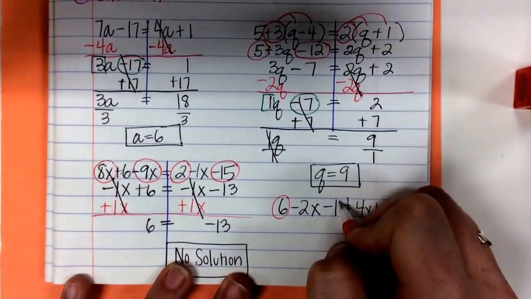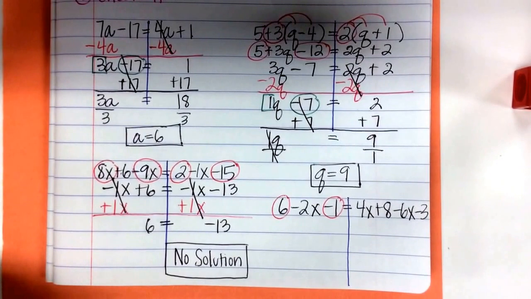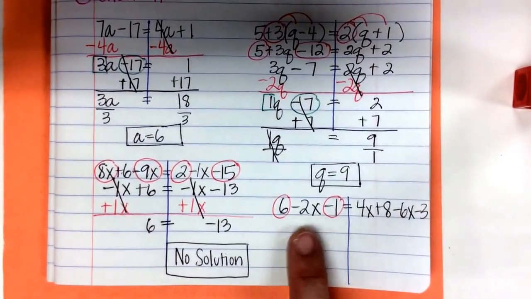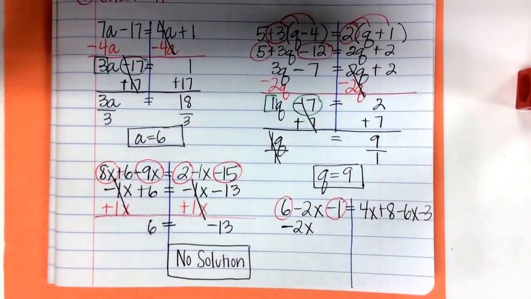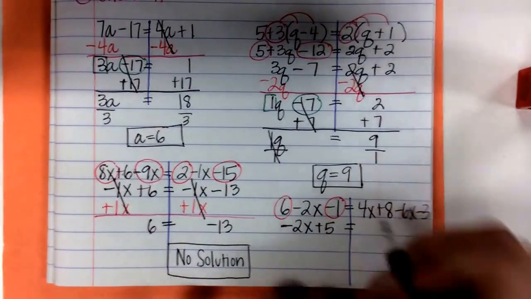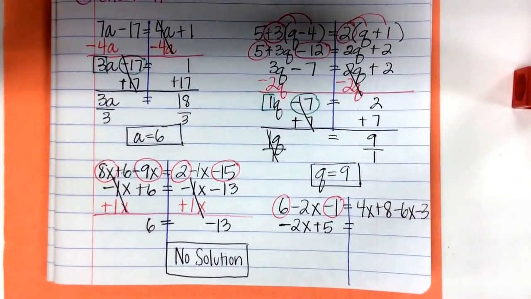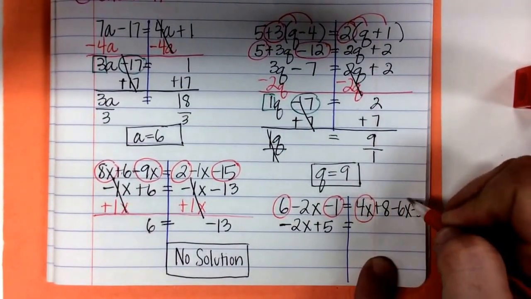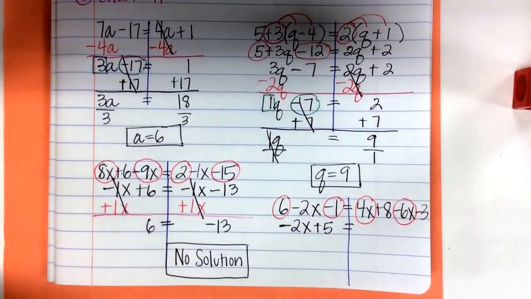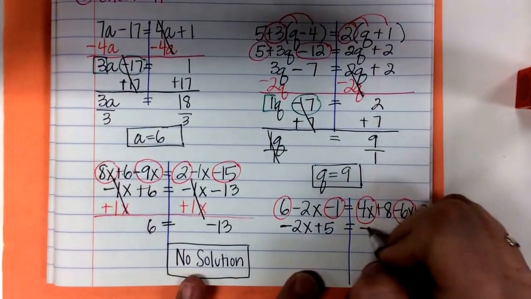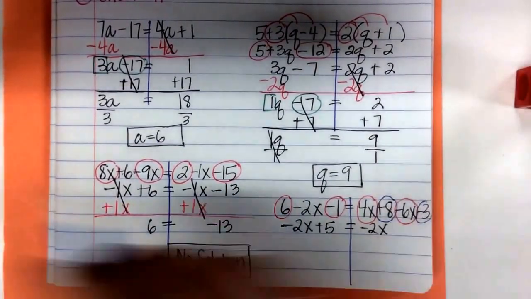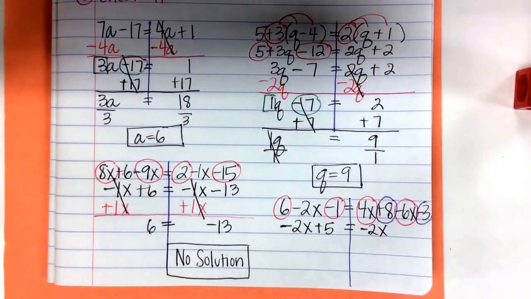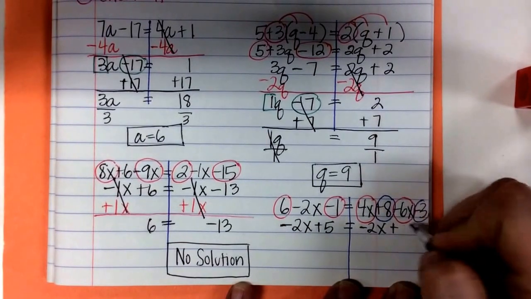6 minus 1. So what do I put first? Negative 2x plus 5 equals. Let's look on the right side. I can put together 4x minus 6x, negative 2x. And I can do 8 minus 3, plus 5.